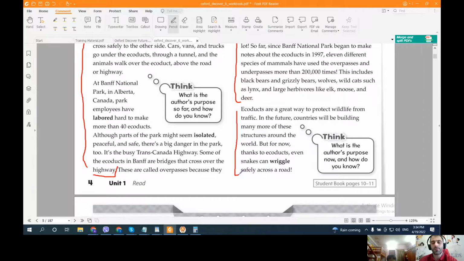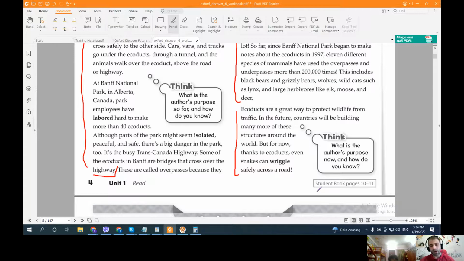Okay, and what do you think about this? What is your opinion about aqueducts? They are very useful. Okay, now they are very peaceful.